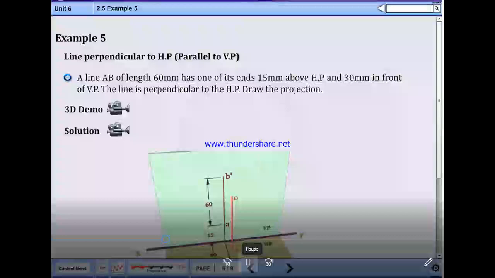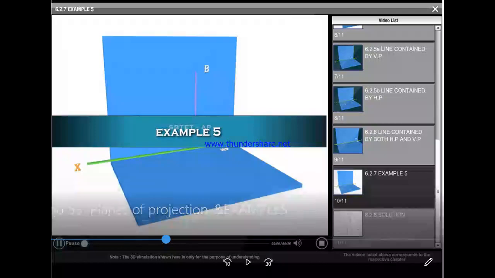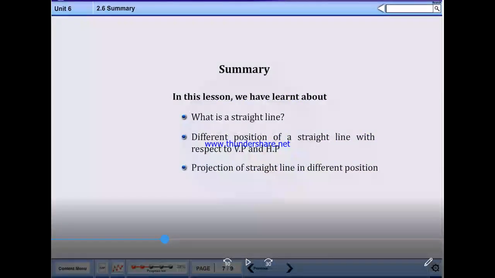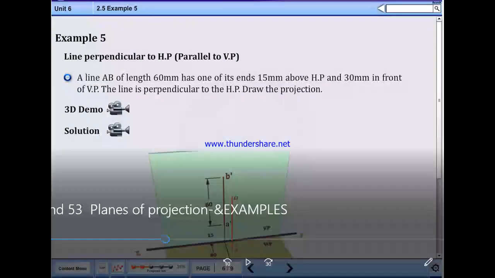Now example 5. Note on example 5, line perpendicular to HP, that is parallel to VP. A line AB of length 60 mm has one of its ends 15 mm above HP and 30 mm in front of VP. The line is perpendicular to HP. Draw the projections. In this example, first you will see the 3D demo and then the solution. First, you analyze like this.